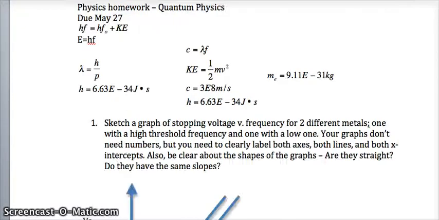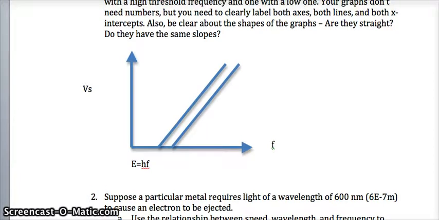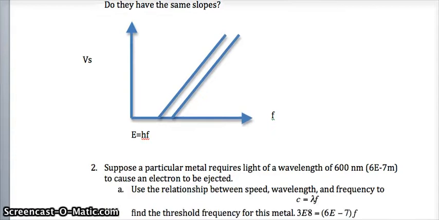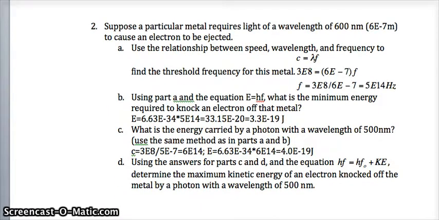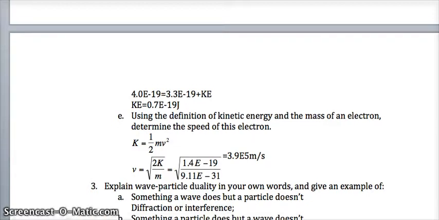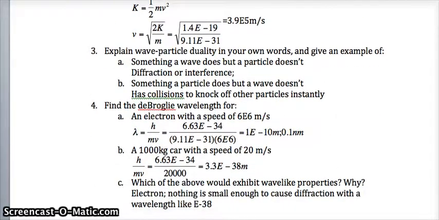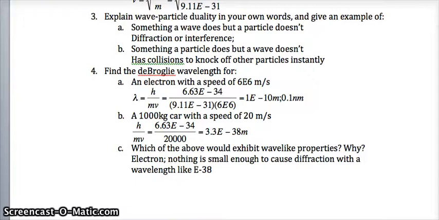So if we look back over these problems again to make sure we got it right, there's the photoelectric effect with the electron that's hard to get off and the electron that's easy to get off. There's the calculation of the kinetic energy of the electron. Ends up at 3.9 times 10 to the 5th, seems reasonable. Particle wave duality and the de Broglie wavelength.